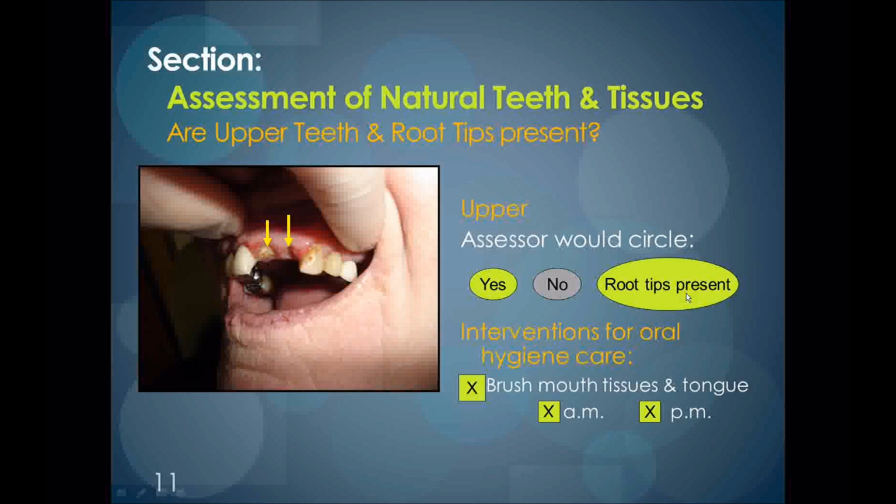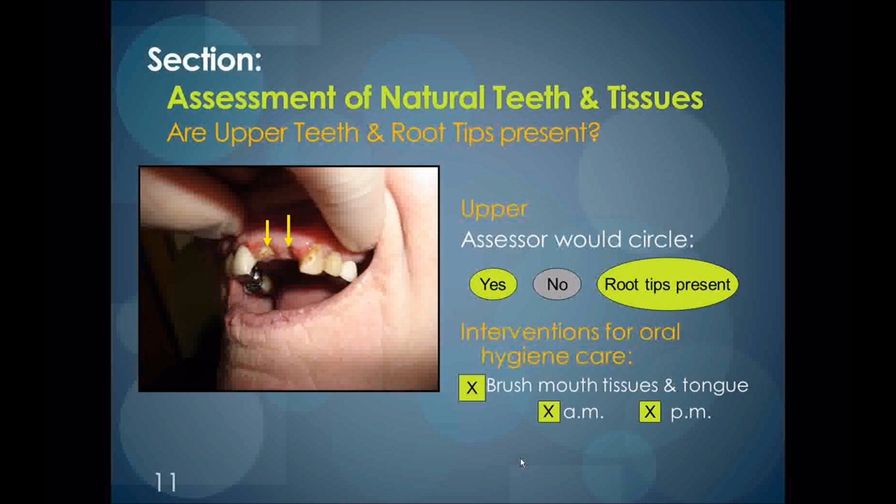From the OHAT, the assessor would advise a referral to an oral health professional since the scoring would be at least a level 1. However, there are daily oral care interventions that should be initiated in order to try to improve the condition of the gum tissue. The brush, mouth tissues, and tongue, AM and PM, would be the standard intervention.